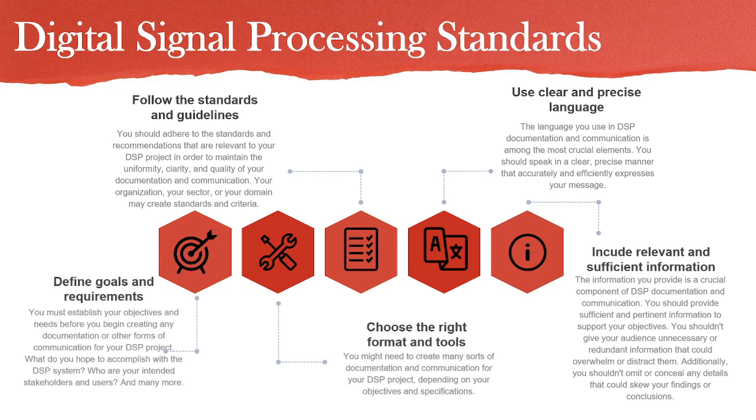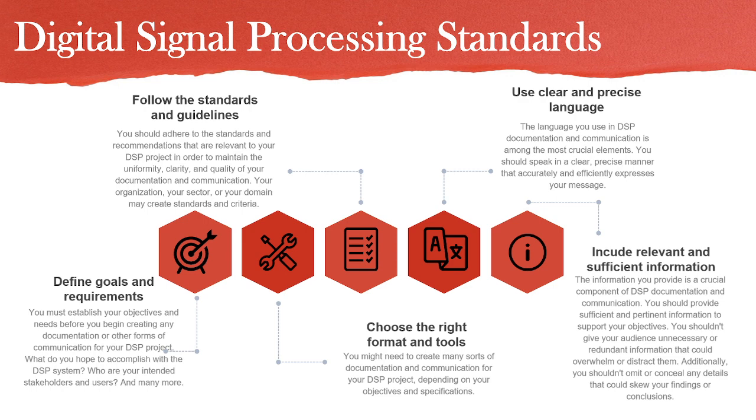So these are the digital signal processing standards. Number one, define goals and requirements. You must establish your objectives and needs before you begin creating DSP projects. Next, choose the right format and tools. You might need to create many sources of documentation and communication for your DSP project, depending on your objectives and specifications. Next, follow the guidelines and standards. You should adhere to the standards and recommendations that are relevant to your DSP project in order to maintain the uniformity, clarity, and quality of your documentation and communication.